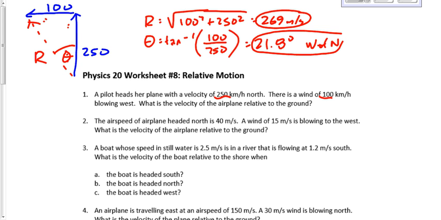Yep. No, sorry, it would be north of west, right? 68 degrees or whatever it was, north of west. Yeah. Good? Yep.